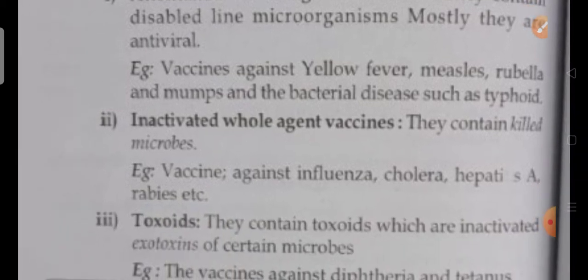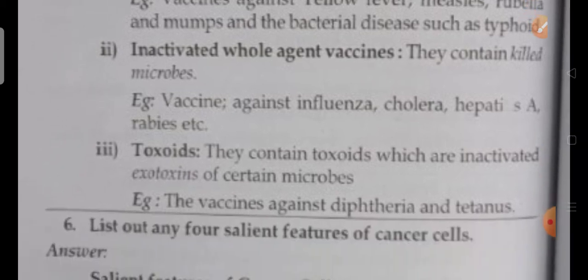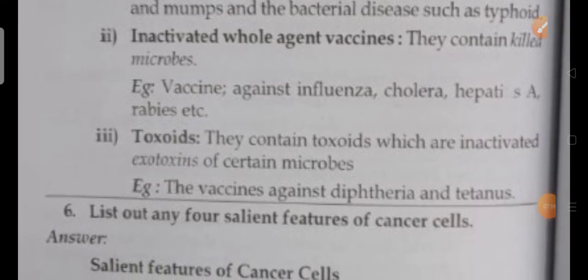Next, inactivated whole agent vaccines. They contain killed microbes, against influenza, cholera, hepatitis C and B. Next, toxoids. They contain toxoids, which are inactivated exotoxins of certain microbes, such as the vaccines against diphtheria and tetanus.